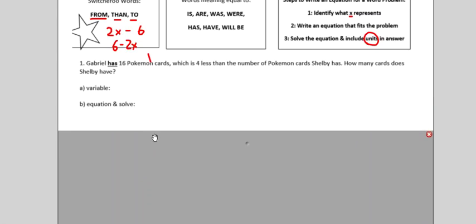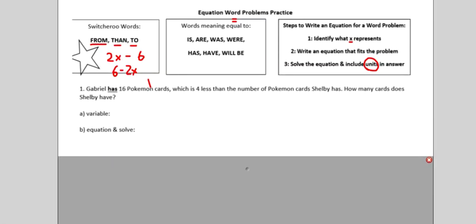All right, so number 1 says Gabriel has 16 Pokemon cards, which is 4 less than the number of Pokemon cards Shelby has. How many cards does Shelby have? So remember, the first thing we want to identify is what is the variable in this problem. So usually you can find it where the question is, how many cards does Shelby have? So we're really looking for the number of cards that Shelby has. So that's our variable. We can use an S if we want, or we can still use an X. We can use S for Shelby.